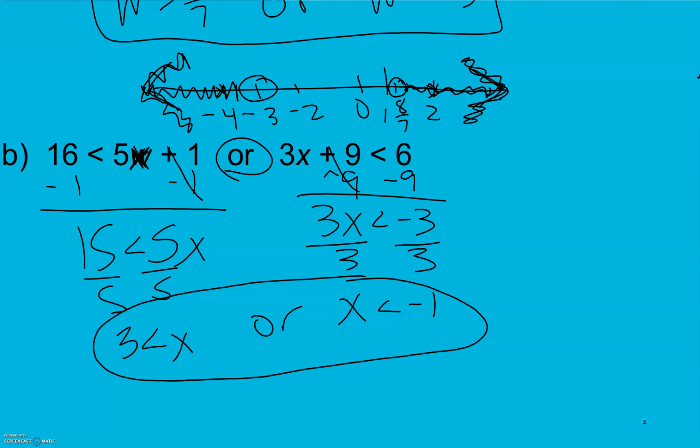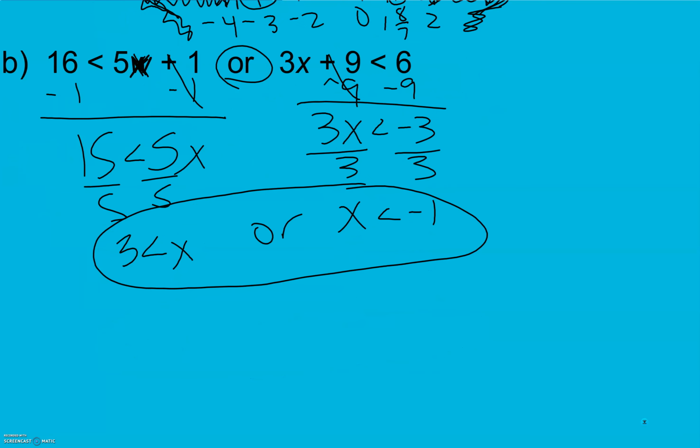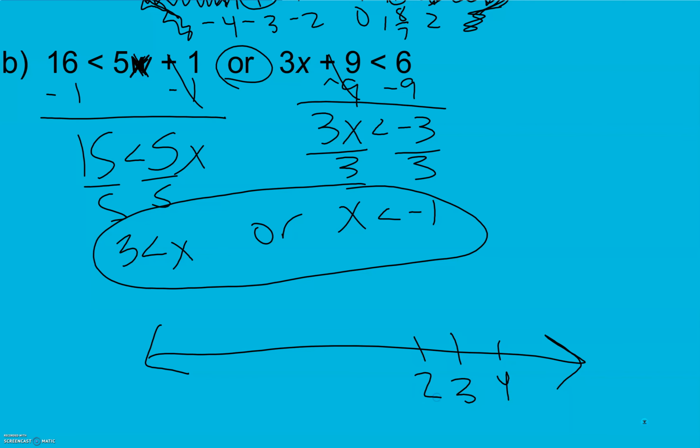So here, on my graph, I have 3 as a boundary point. I have -1 as a boundary point. For 3, I want 3 to be smaller than my numbers, like 4.